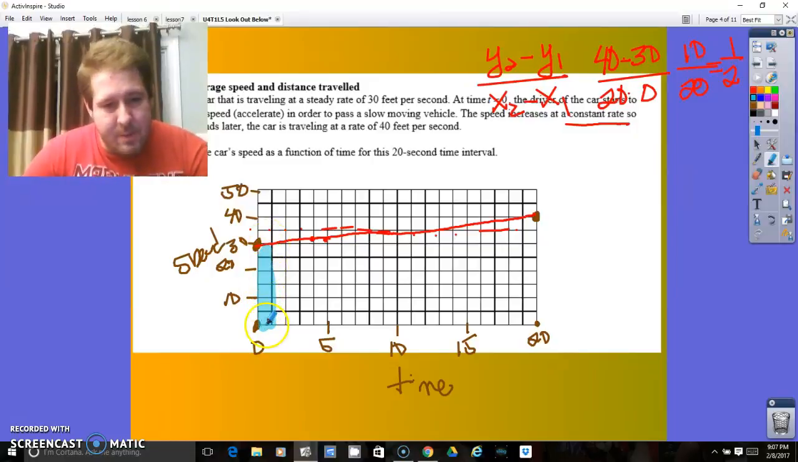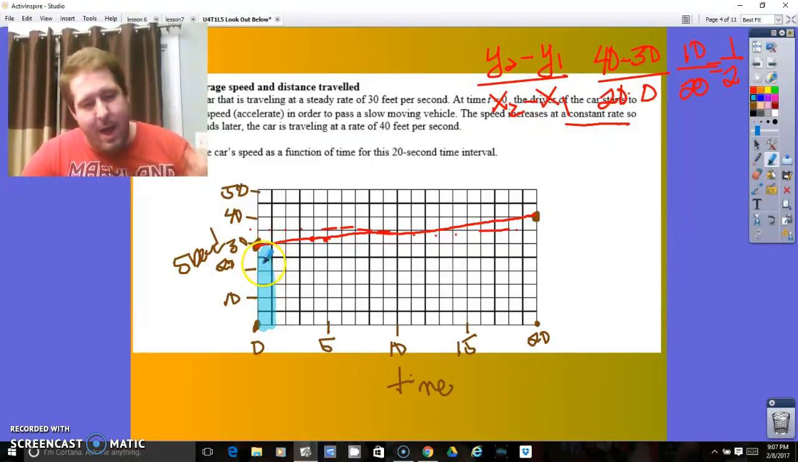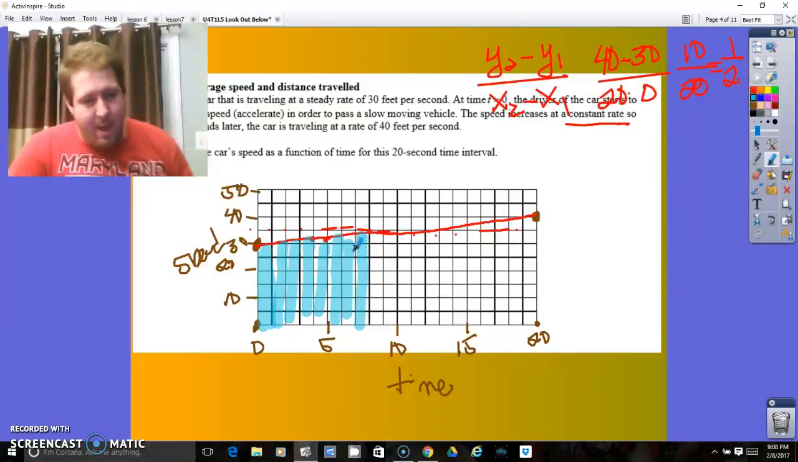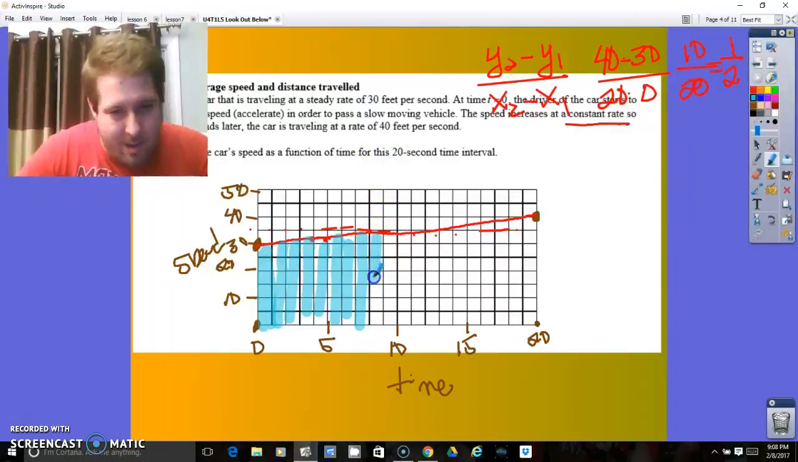Now, this block right here would actually represent slightly more than 30, because you started at 30 feet per second, but by the time it's been 1 second, you're now going about 30 and a half feet per second. So actually, you're going a little bit more than 30 feet in that first time frame. Now, we could estimate this and figure out the estimates for each one of these. And really what we're doing here is a little bit of calculus. We're finding the average amount underneath each one.